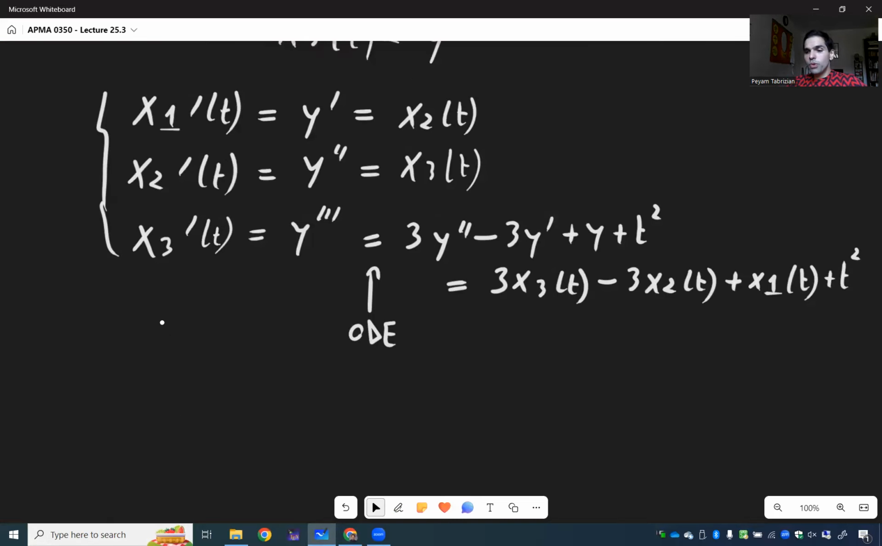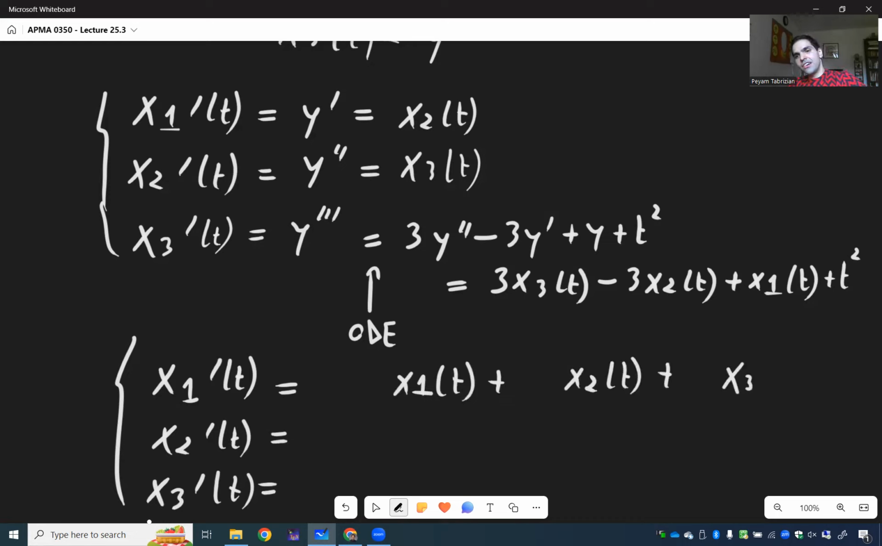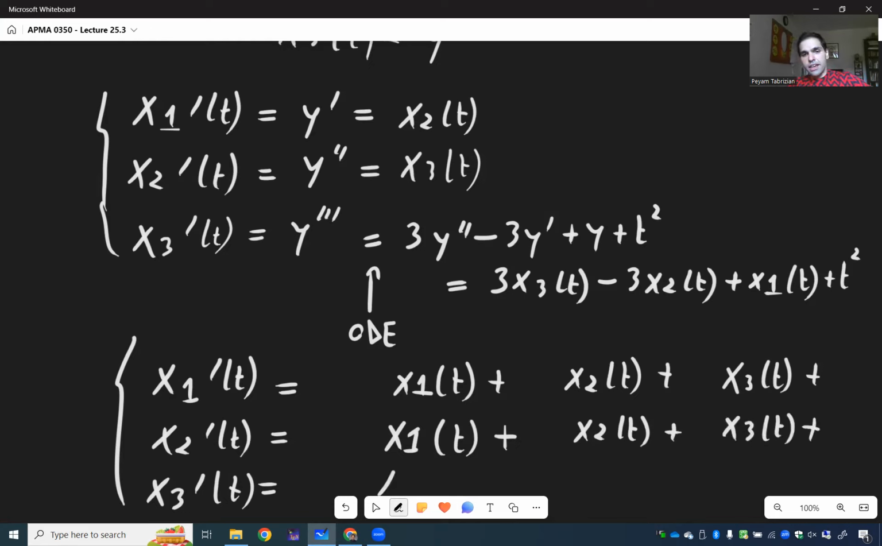And remember, we need to put everything in order. So x1 prime, x2 prime, x3 prime. Unfortunately, the order matters in systems. So you want to write this in terms of x1, x2, x3. I know, very long, but very powerful.